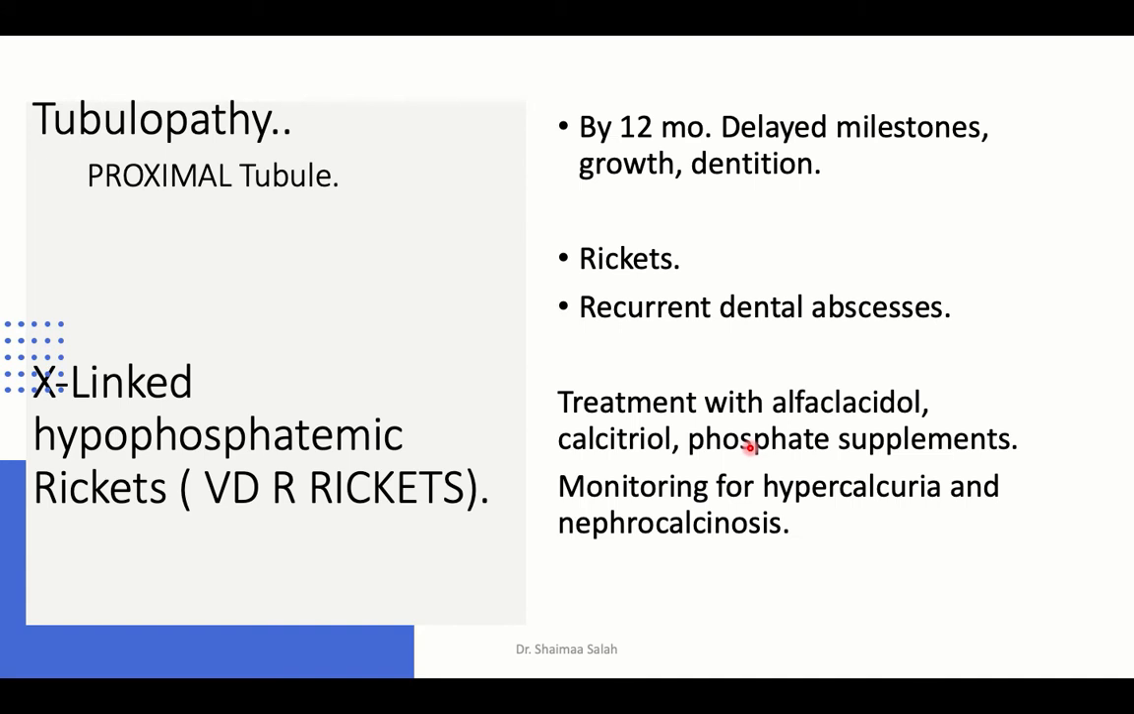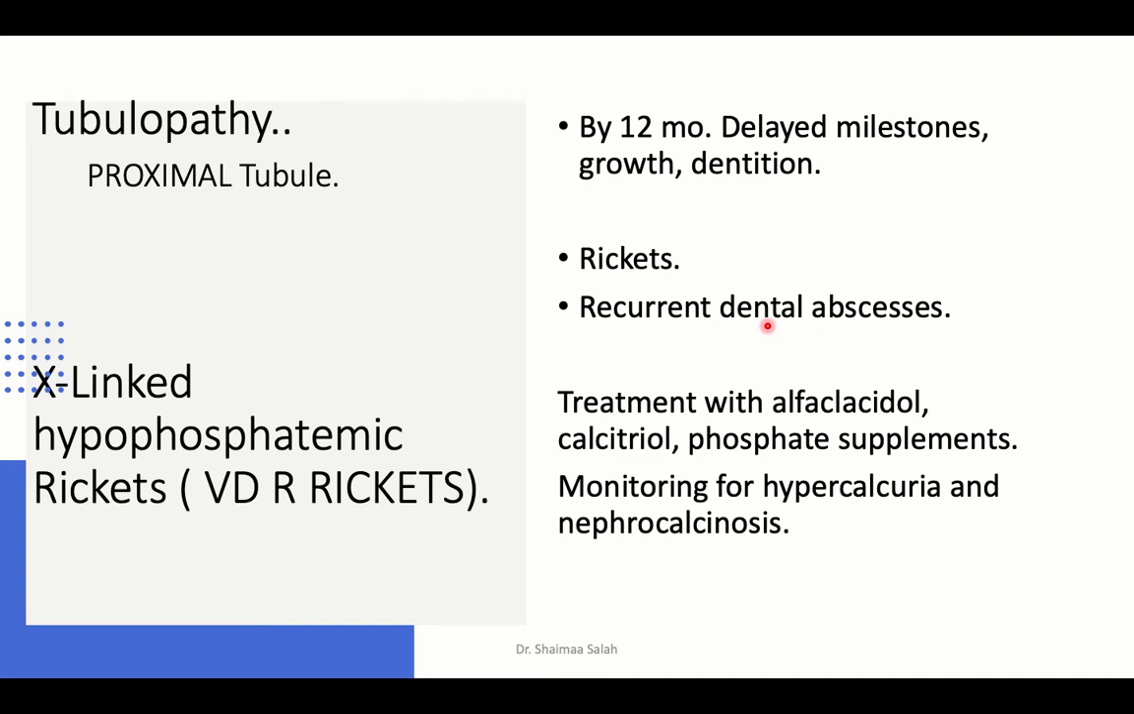So how does it present? By 12 months of age, the child will present with delayed milestones, delayed growth and delayed dentition. Then rickets will appear with all its manifestations and recurrent dental abscesses. Okay, so we have rickets. Rickets is discussed in detail in the chapter of endocrinology, and you know that it results from defective mineralization of bones. It has many causes, okay, that include calciopenic rickets, caused by calcium deficiency, or phosphopenic rickets due to phosphorus deficiency.